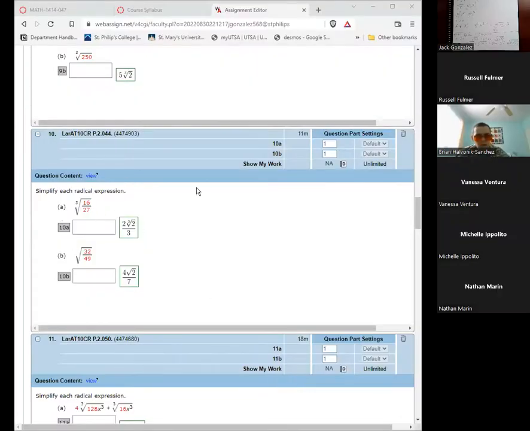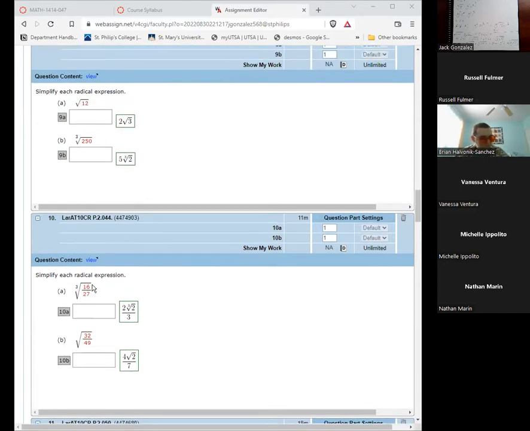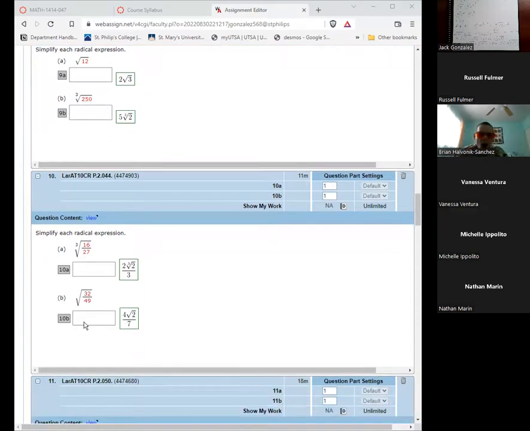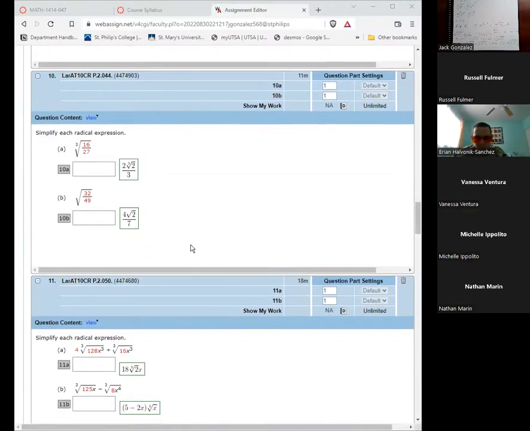So number 10 is the same type of stuff, except they have a fraction instead. So instead of just one single number, you're going to approach the top part separately and the bottom part separately. Although if you see the fraction reduce, do that first. If there's something in common with 16 and 27 or 32 and 49, reduce it and then begin. Okay. But that's the same thing. So let's move on.